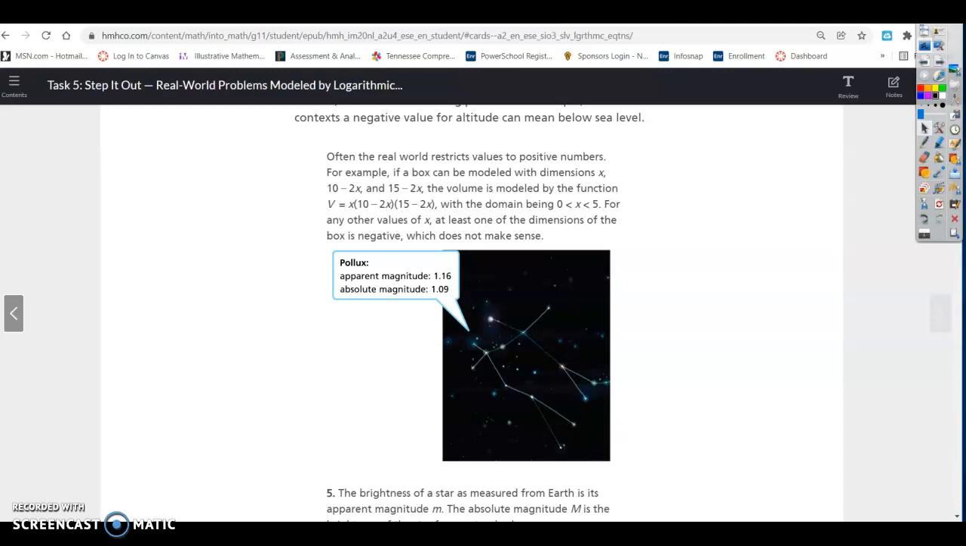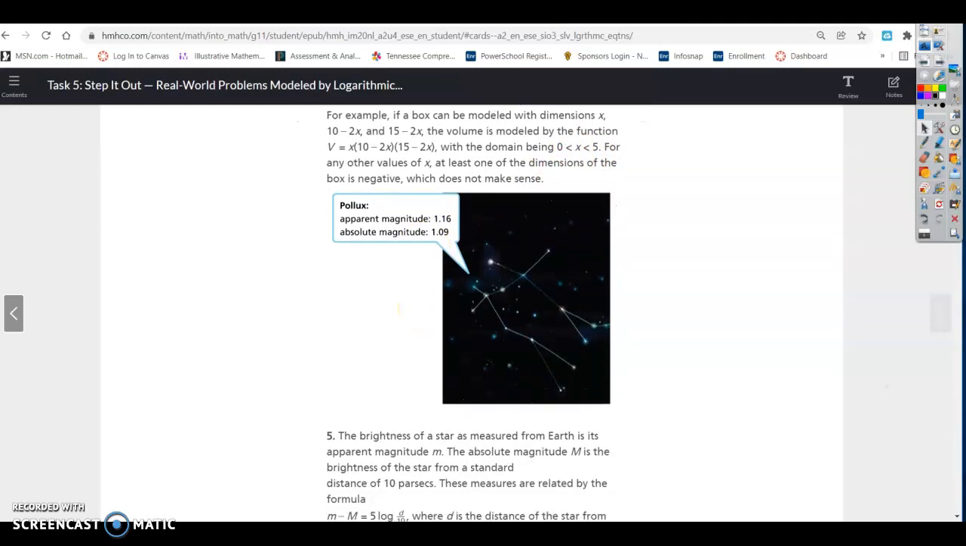For example, if a box can be modeled with dimensions x, 10 minus 2x, and 15 minus 2x, the volume is modeled by the function V equals x times (10 minus 2x) times (15 minus 2x). Remember, volume is length times width times height, with the domain being restricted to x between 0 and 5. For any other value of x, at least one of the dimensions of the box is negative, which does not make sense. All right, so volume, again, length times width times height. Those dimensions could not be negative because that would not make sense.